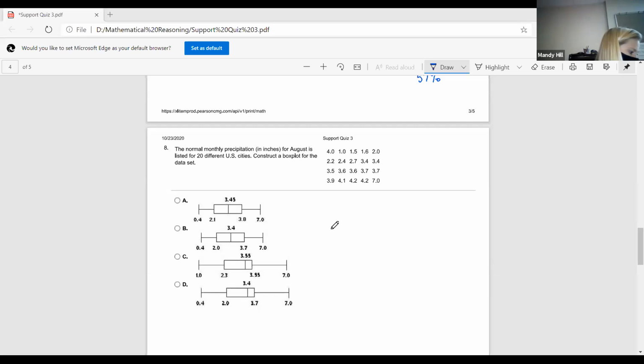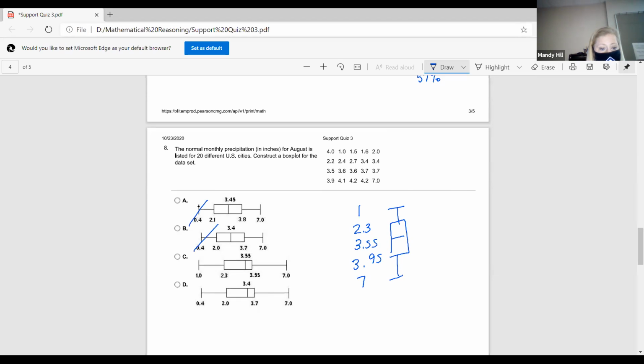So I'm going to go to my, hopefully I can find the answer here. And so I can already reason out A, because A says that my minimum number is 0.4. So it's not. These are the numbers that I'm looking for. We started with 1, and then our next number is 2.3, 3.55, 3.95, 7. So these should be my whiskers on the end, and these 3 should be the box. So it's not 0.4, that's not it, that's not it, and this is not it. So it has to be C, but let's just make sure.